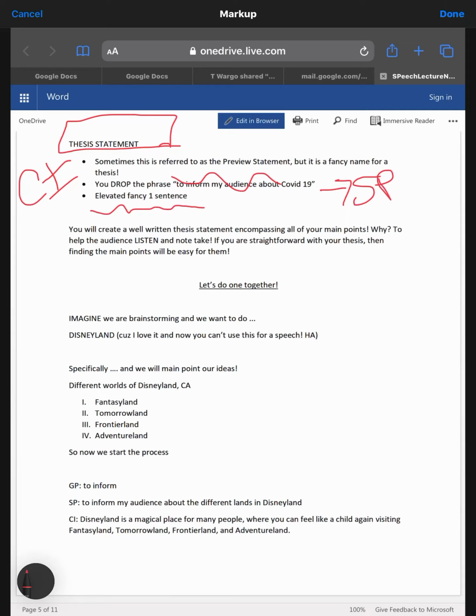So you're going to create one well-written thesis statement that is going to be coming from or encompassing the main points of your speech. Now, in a 5 to 7 minute speech, which is what you guys are going to be giving, you are going to have anywhere from 3 to 4 main points.